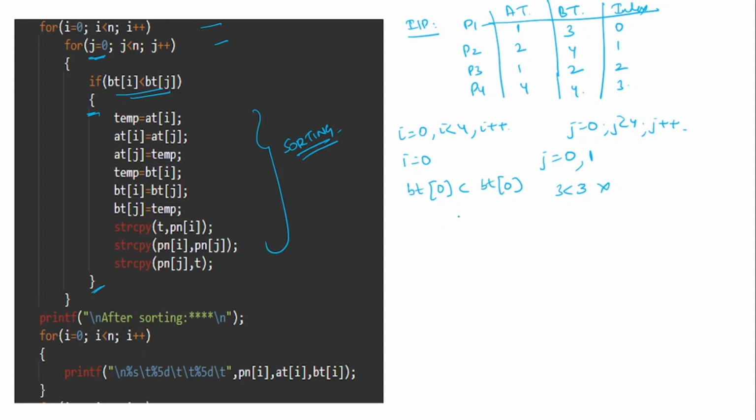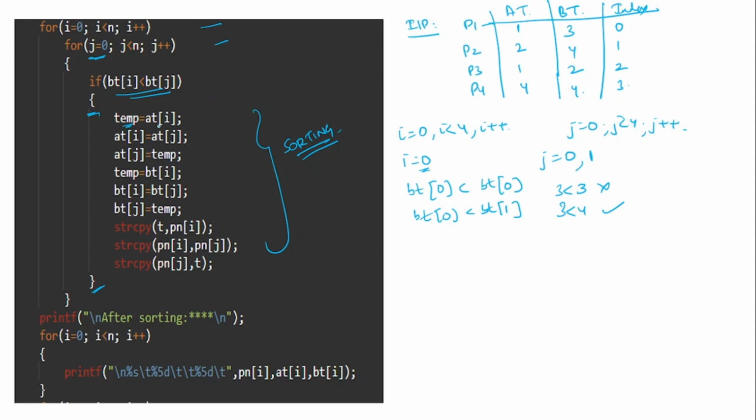Now what happens, again a comparison is made and i remains 0 only. BT0 is less than BT1. Now in this case just check, BT0 is 3 and BT1 is 4. In this case this is 2. Now the internal loop will occur. So you see this is the sorting, a normal sorting by swapping them.